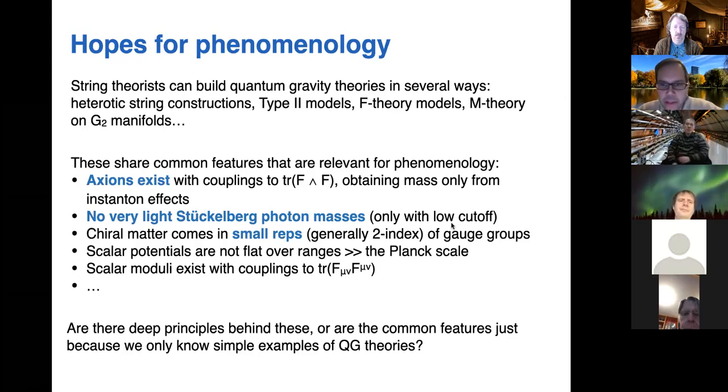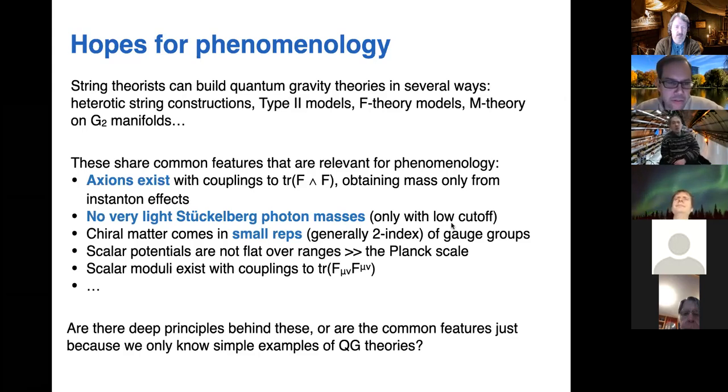A thing that I won't have anything to say about in the talk, but that I think is a super interesting fact, is that these different corners of string theory tend to give you light matter that only comes in small representations of gauge groups. I don't know if there's a principle behind that, but it's an interesting fact that you could imagine detecting a particle at a collider that would be very hard to fit into any known string compactification.